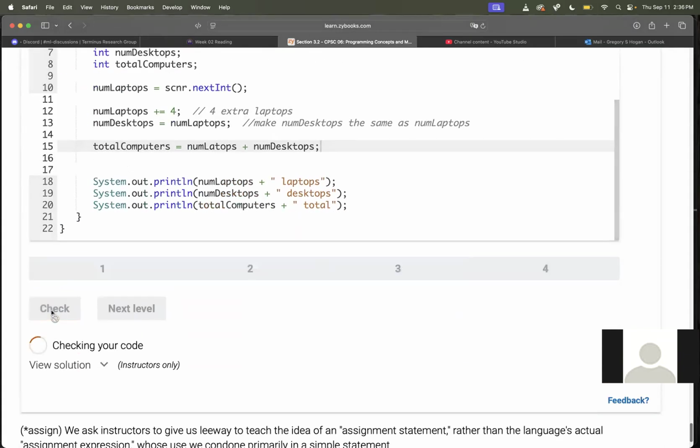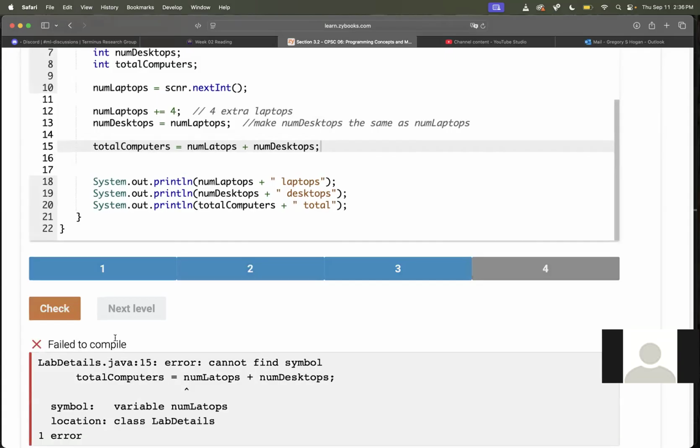Now, if you get it wrong the first time, as long as your code runs, you'll be able to see what you got and what you were supposed to get. So like my code doesn't run here. Why not? Let's see.